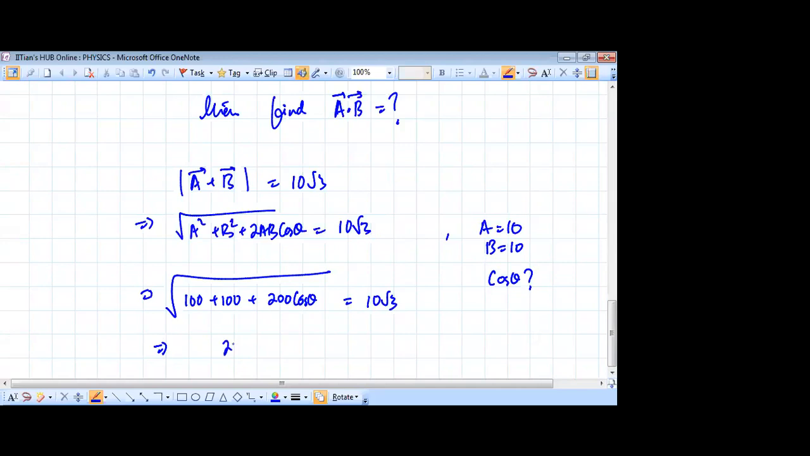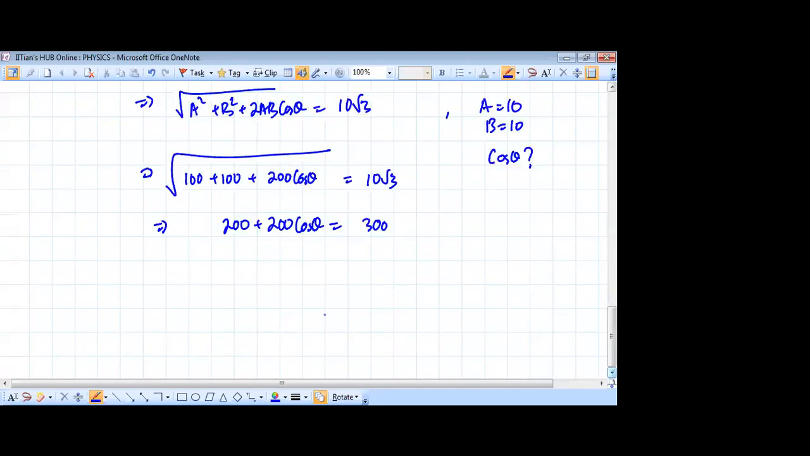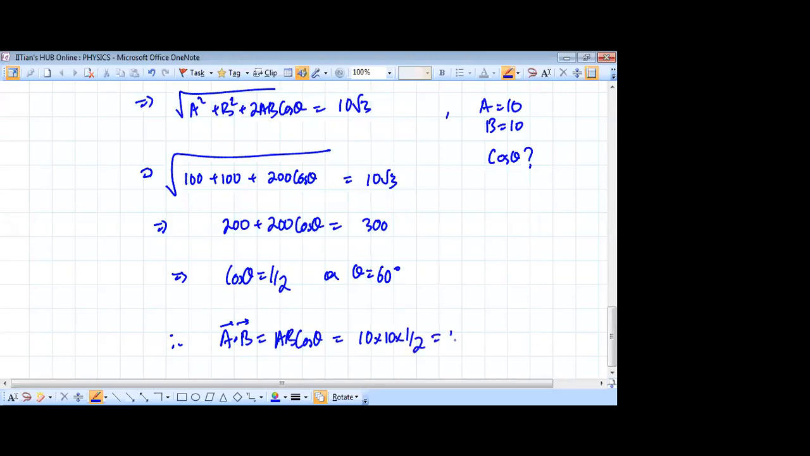Okay. So 200 plus 200 cos theta will become 300. So from that you can see that cos theta is equal to half, or the angle between them is 60 degrees. Therefore A dot B, which is AB cos theta, becomes 10 into half. So 50 is the correct answer. Very good. Okay.